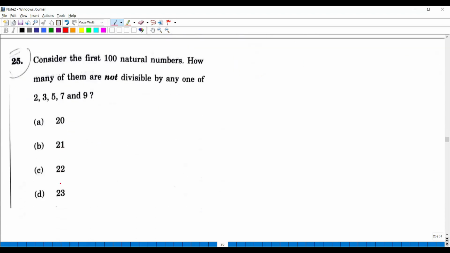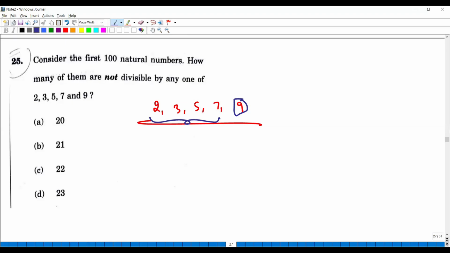Consider the first 100 natural numbers. How many of them are not divisible by any of 2, 3, 5, 7, 9? So these are the first 4 numbers. 9 is useless for us because if it is not divisible by 3, it won't be divisible by 9 for sure. Okay, so you don't need to take 9 into consideration.